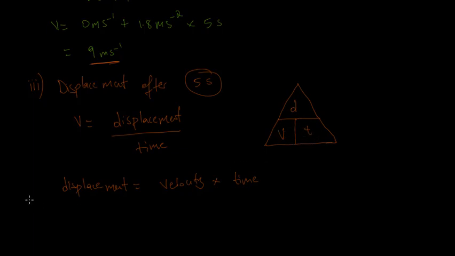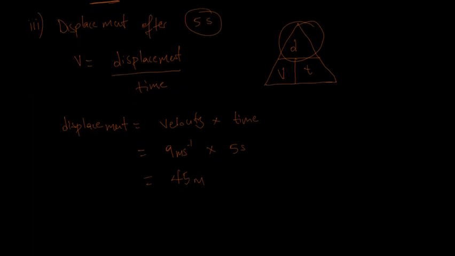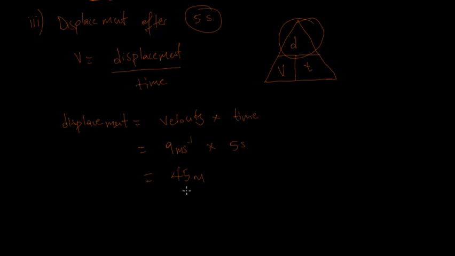So in this case, when we're trying to find displacement, we simply cover displacement, and we see that displacement is equal to velocity multiplied by time. Working this out, our velocity again is 9 meters per second, and time is 5 seconds. 9 times 5 is 45, and this is in meters. So our displacement after 5 seconds would be 45 meters. So let's continue. We're going to look at part 4.